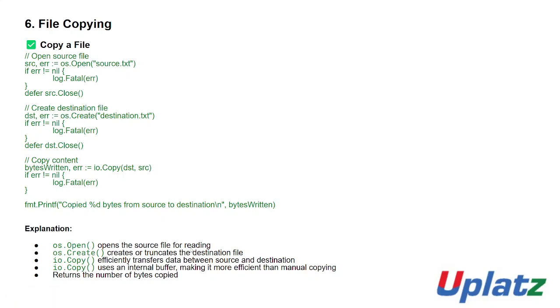os.Open opens the source file for reading. os.Create creates or truncates the destination file. Okay, truncate means from some position, mainly from zero. By default, it is zero. From there it will add to the destination file. io.Copy efficiently transfers data between source and destination, and io.Copy uses an internal buffer, making it more efficient than a manual copy. It returns the number of bytes copied.